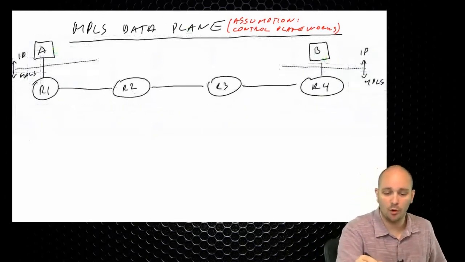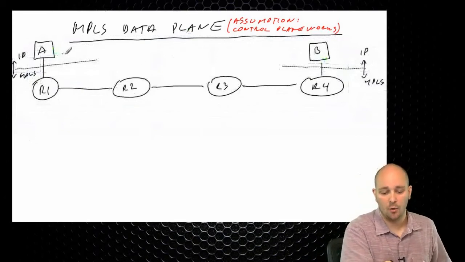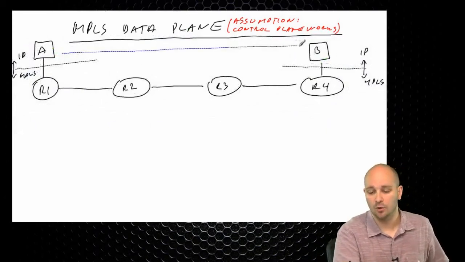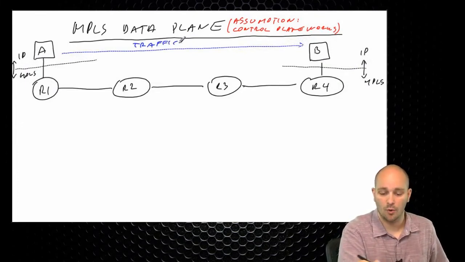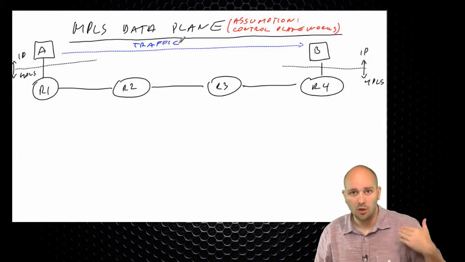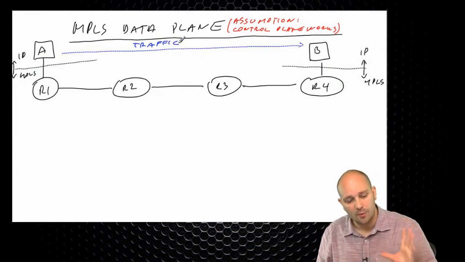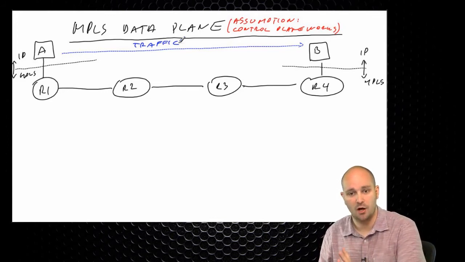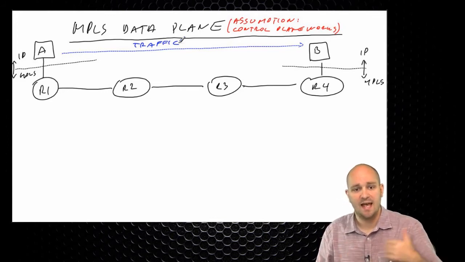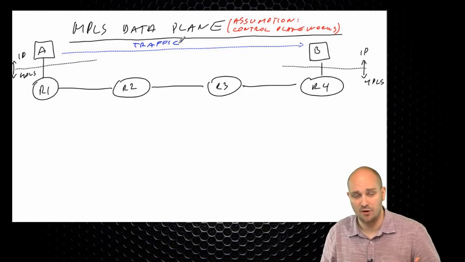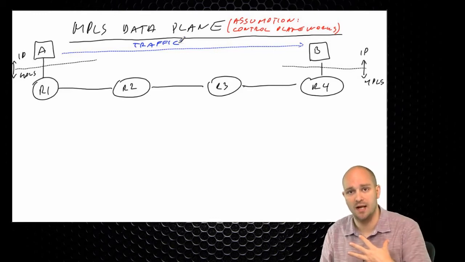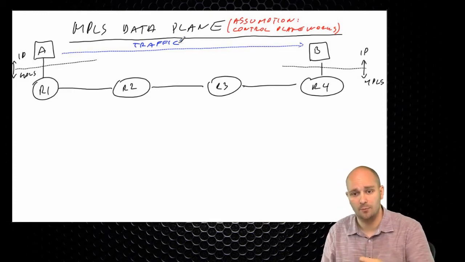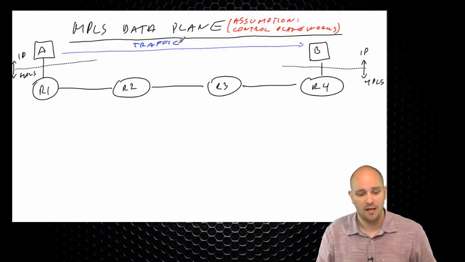Also, what I'm going to be looking at is only what happens when A wants to communicate with B. So this is the way my traffic will be flowing. So I want to see what is happening with this traffic, what are my routers R1, R2, R3, and R4 going to be doing in this case, and how this IP traffic from one side is going to go through the MPLS cloud, how is it going to go through the MPLS backbone, and how is it going to reach B.